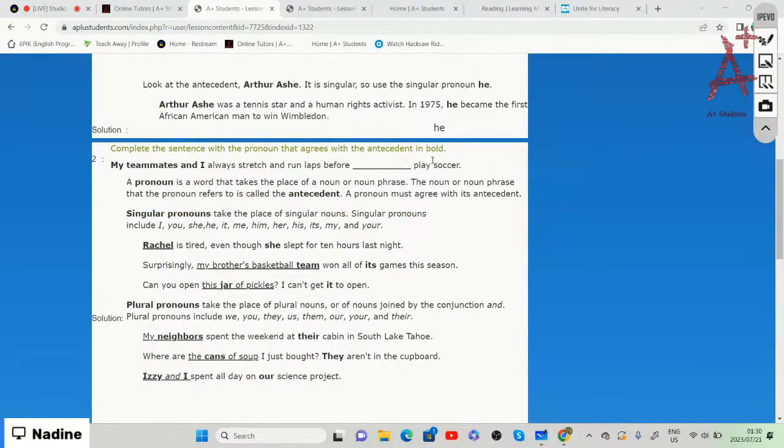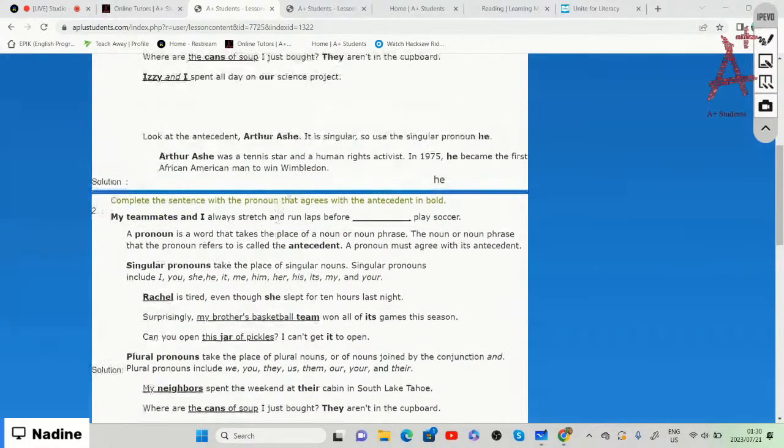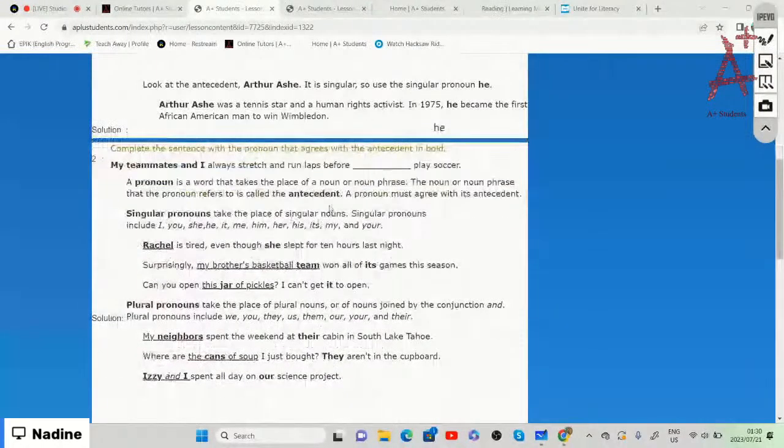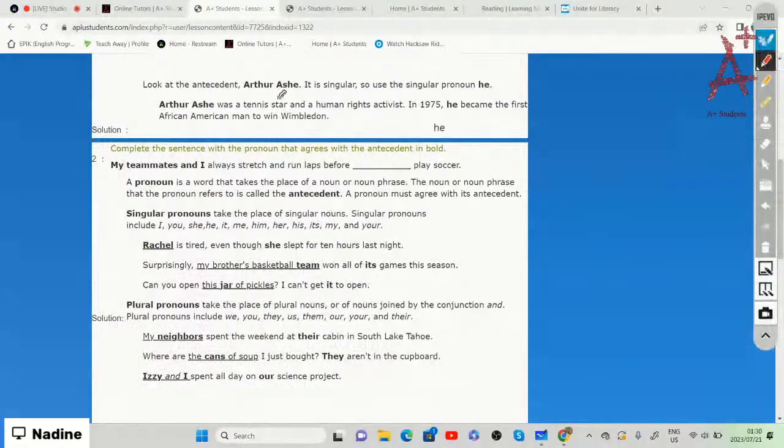My teammates and I always stretch and run laps before we play soccer. So my teammates and I always stretch and run laps before. We can say "before we play" because "we" refers to my teammates and I.